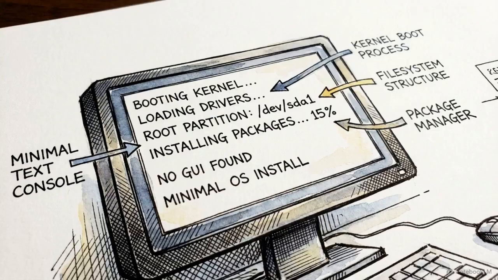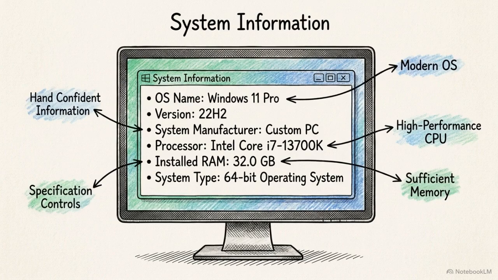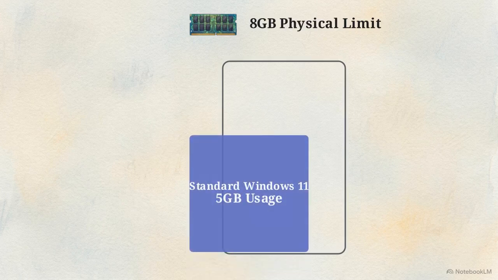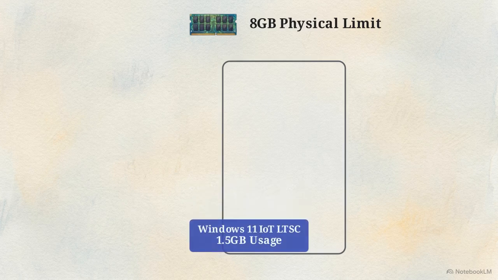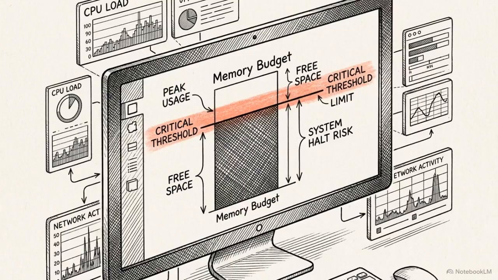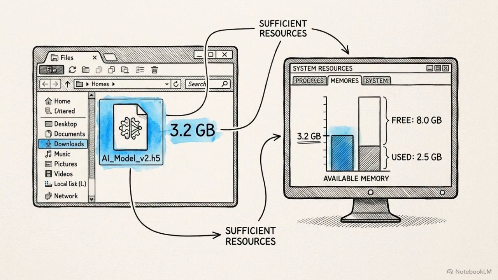Before you even think about downloading an AI model, you have to look at the foundation, your operating system. This chart shows an 8 GB RAM limit. Standard Windows 11 easily consumes 5 GB idling. Installing Windows 11 IoT Enterprise LTSC cuts that to 1.5 GB, opening up 6 GB of free memory. Hitting that red ceiling triggers paging, dropping speeds to a crawl. To avoid that paging trap, you have to follow a strict budget. Your AI model file and its active working memory combined must stay under 3.5 GB.